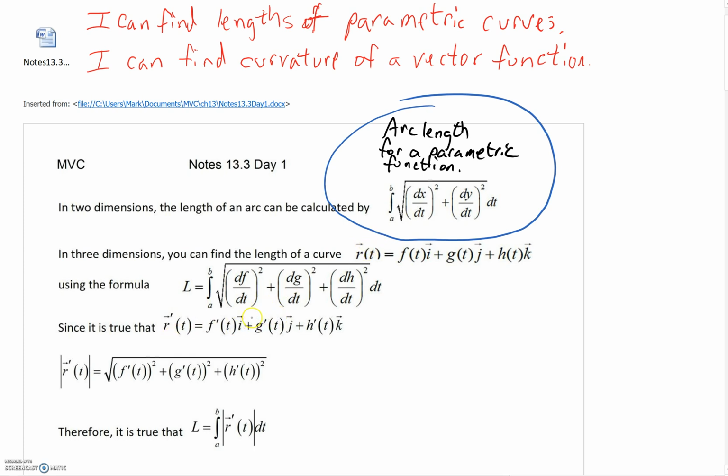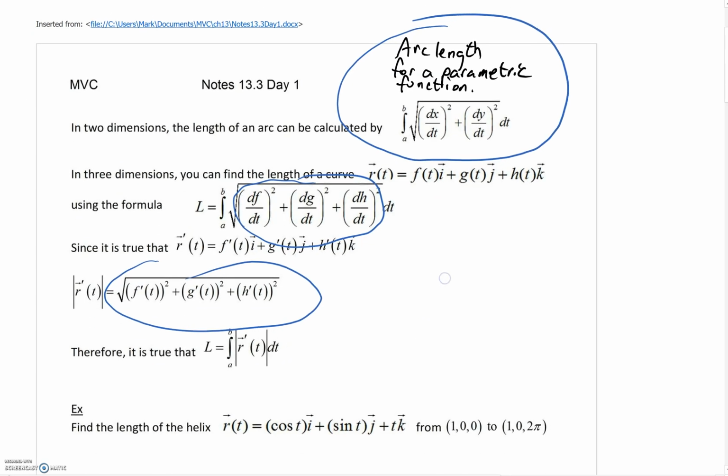r prime was f prime for our x component, g prime for our y component, and h prime for our z component, multiplied to unit vectors i, j, and k respectively. But if we wanted to find the length of that derivative vector, the length would be the square root of f prime squared plus g prime squared plus h prime squared, which all of a sudden you'd say, now wait just a moment, isn't that what we just have? That's definitely true. What are we seeing?